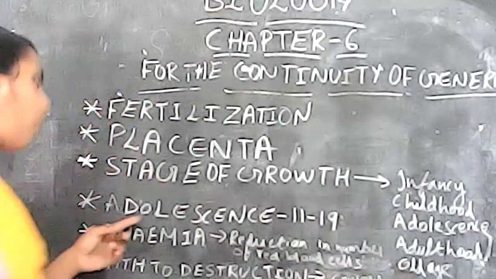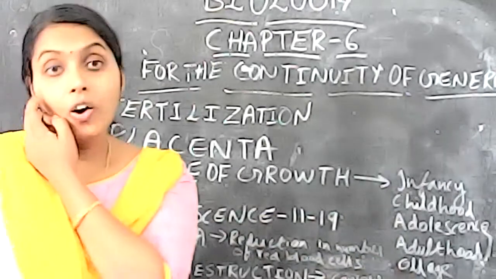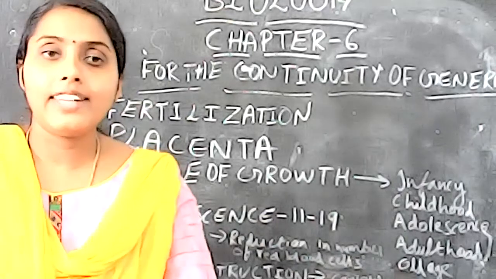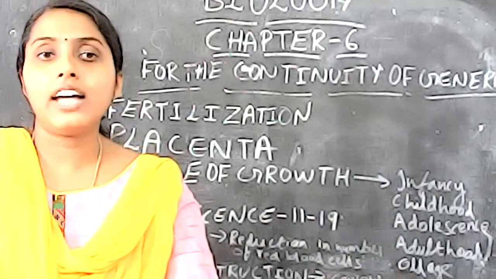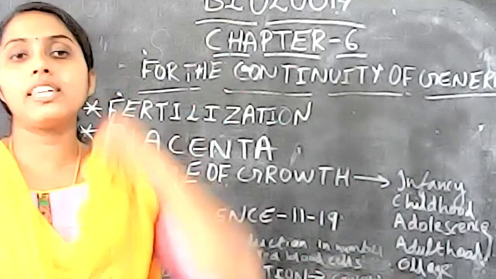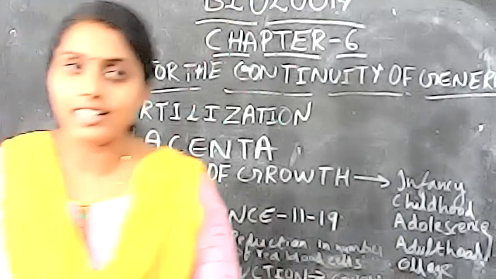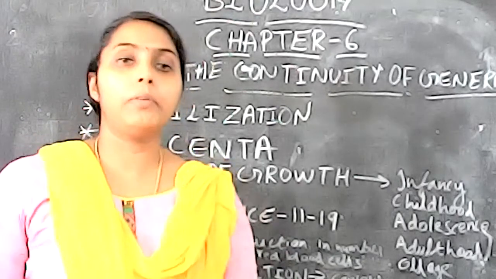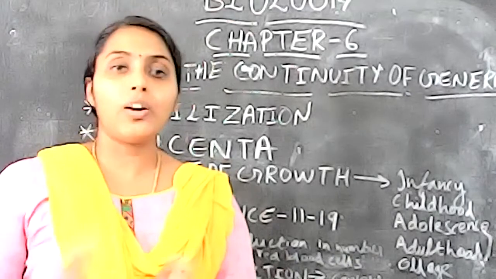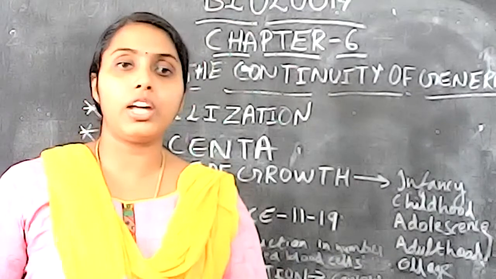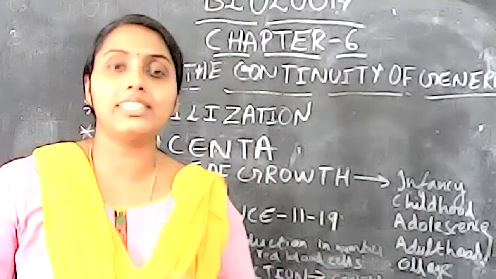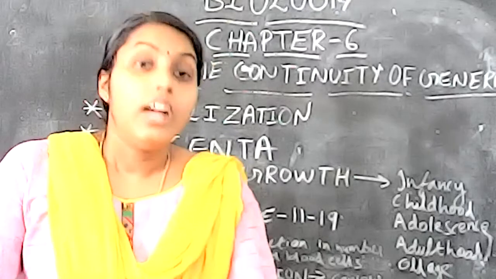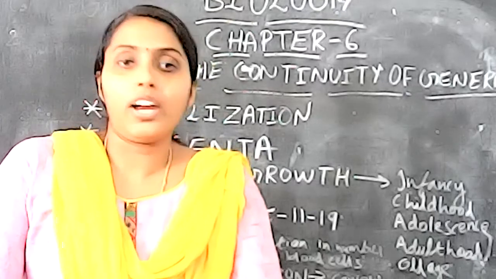Next, about adolescence. According to the World Health Organization, adolescence is an age that starts from 11 to 19 years. It's a stage in which a person is neither a child nor an adult. And so in this stage, the adolescent will be having confusion because he is not recognized as a child, or as an adult. So a personality crisis will occur in this stage.